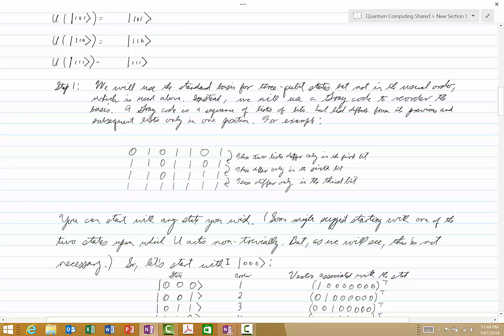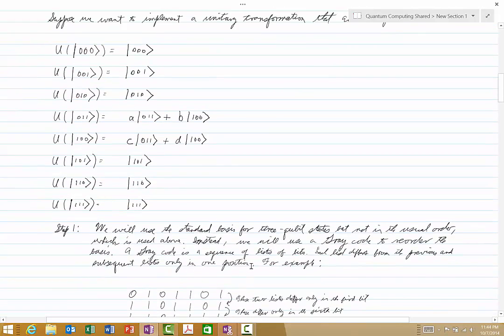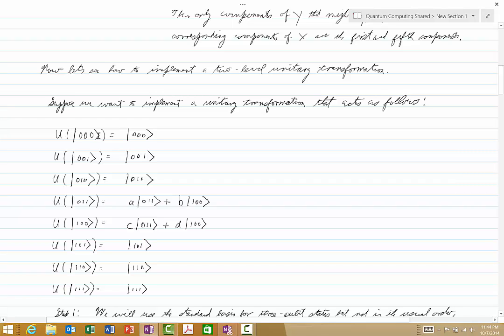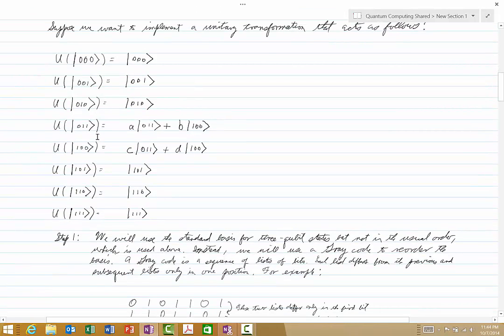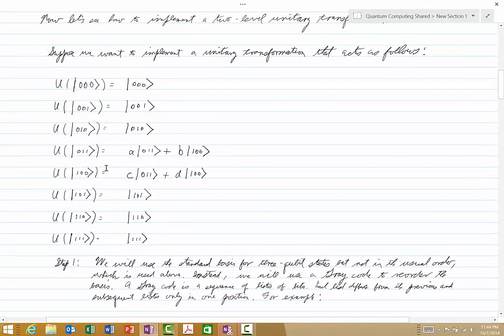So we're going to start with 0, 0, 0. Now, notice that U does not act non-trivially on 0, 0, 0. It acts trivially on 0, 0, 0. That is, it just gives back 0, 0, 0 when it acts on 0, 0, 0. But that's okay. If we adopted the idea that we would start with the first state upon which U acts in a non-trivial fashion, then we would start with 0, 1, 1. And that would be okay. And in fact, you might want to practice by doing that. But that's not necessary. So we're just going to start with 0, 0, 0.